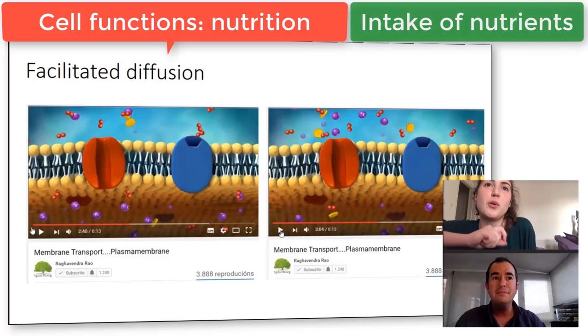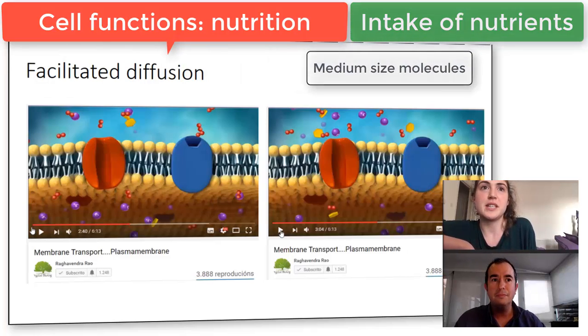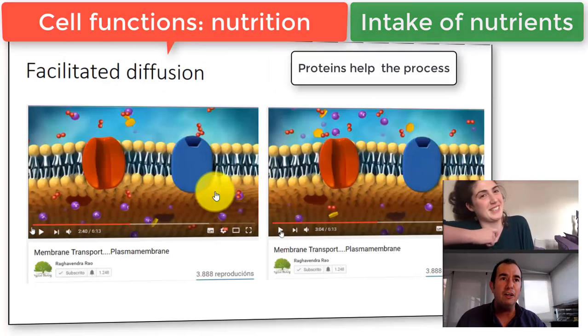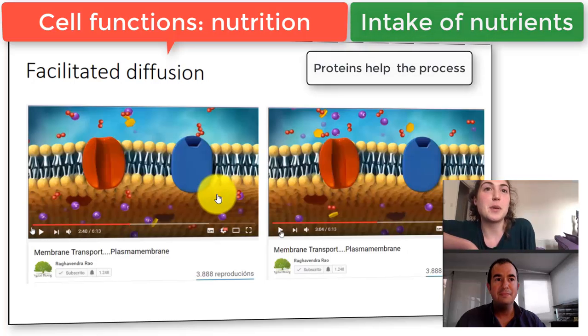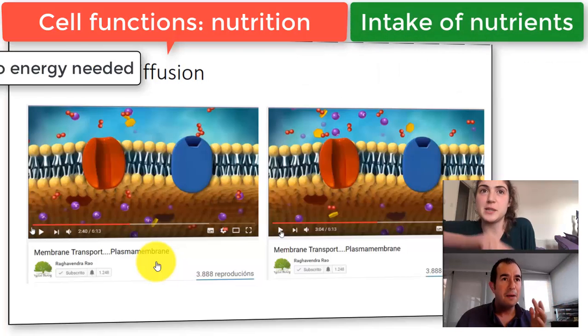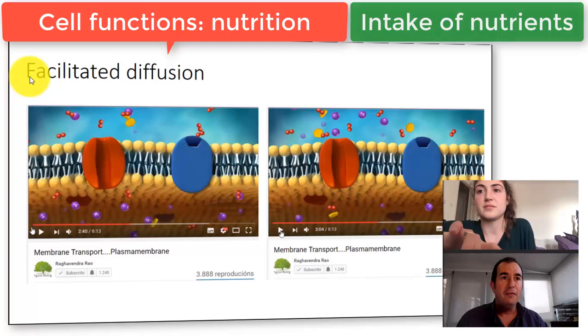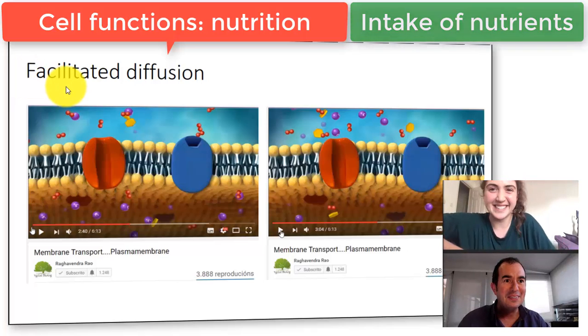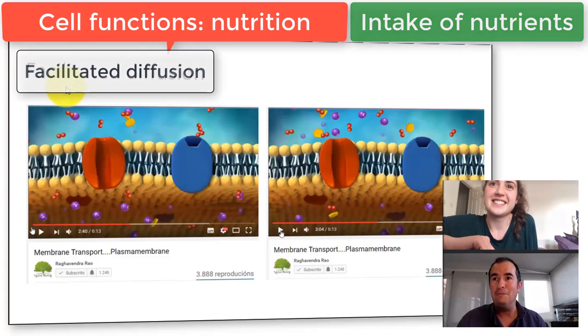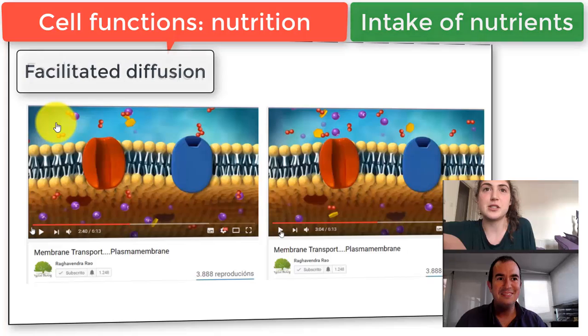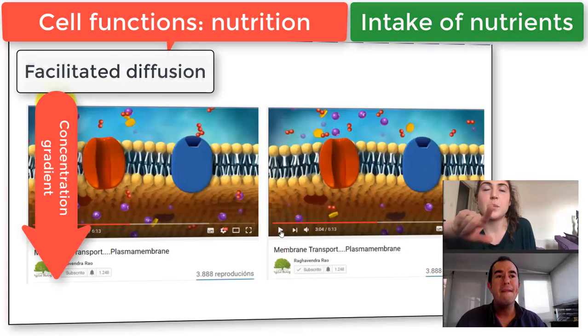Also, we have medium-sized molecules. These can pass through the membrane with the help of other things. Do you know what can help these molecules pass through? Proteins, they are going to help. If the protein doesn't need energy to do the transport, this process is named facilitated diffusion. Repeat, facilitated diffusion. So this allows substances to flow along the concentration gradient, but with the help of proteins.